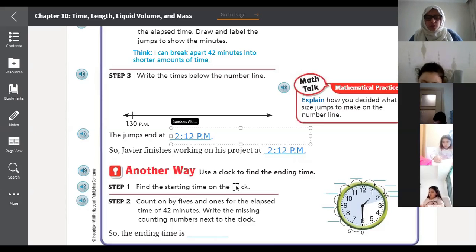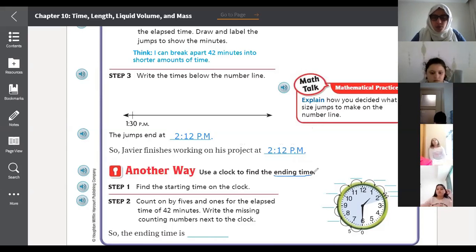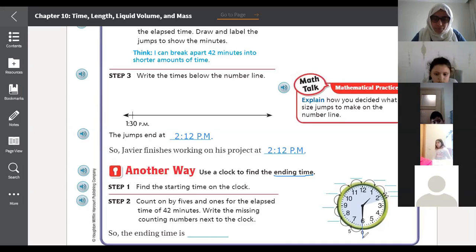So we're going to use a clock to find the ending time for the same question, but we're going to try another way to find the timing of the end of the activity. So Yazan, we know that the activity started at 1:30, right? So every time we make a jump to another number, how many minutes pass? 5 minutes. So help me count by fives here, please. When I make another jump, 5 plus 5 is? 10.